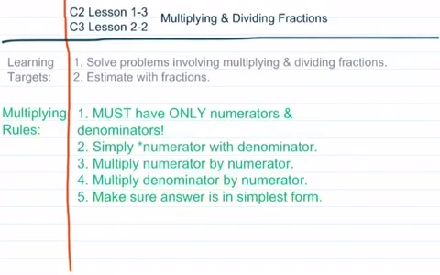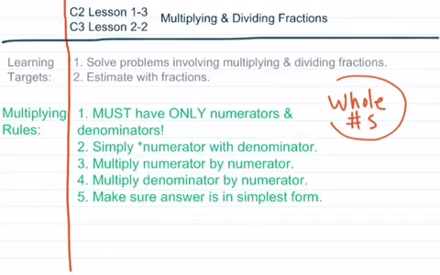The first rule is you must have only numerators and denominators. In other words, whole numbers, anything with the mixed number, is a no. You're getting rid of them. You're changing them to improper fractions. Okay? After you have that done, you simplify numerator with denominator, just like simplifying a fraction. The third step is to multiply numerator by numerator. Fourth step is multiply denominator by denominator. And step 5 is to make sure that your final answer is in simplest form. Okay, make sure you've got all of that written down in your journal. In the next slide, we're going to do a couple examples together.